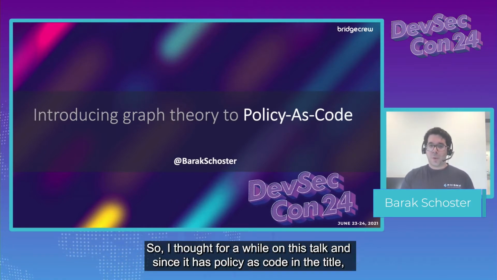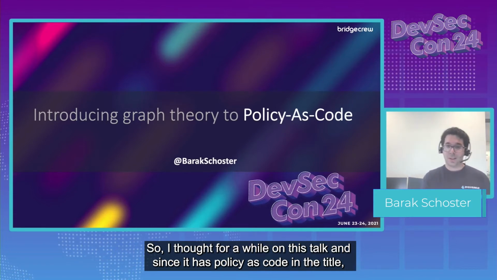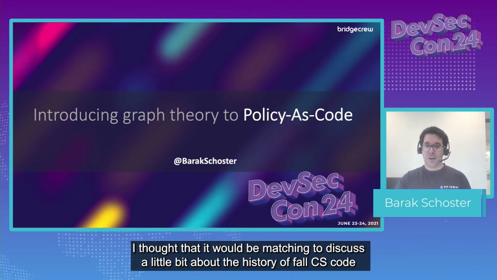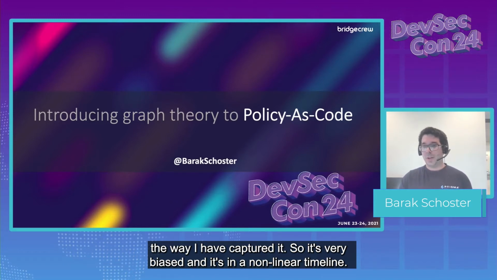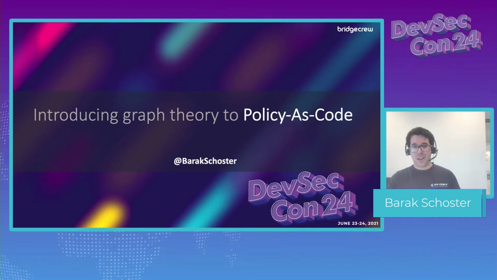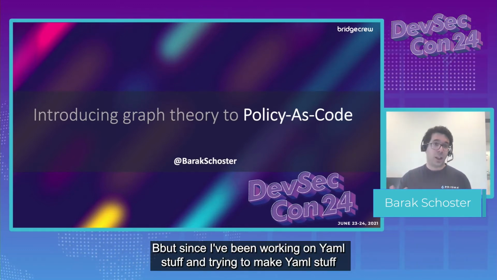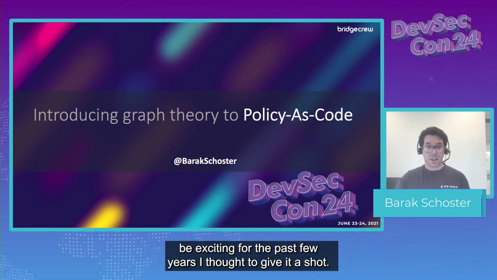So I thought for a while on this talk, and since it has policy as code in the title, I thought that it would be matching to discuss a little bit about the history of policy as code the way I have captured it. So it's very biased and it's on a non-linear timeline. But since I've been working on YAML stuff and trying to make YAML stuff be exciting for the past few years, I thought to give it a shot.